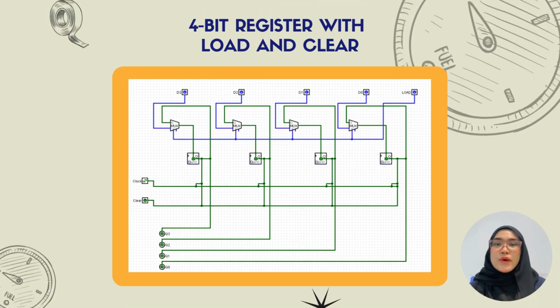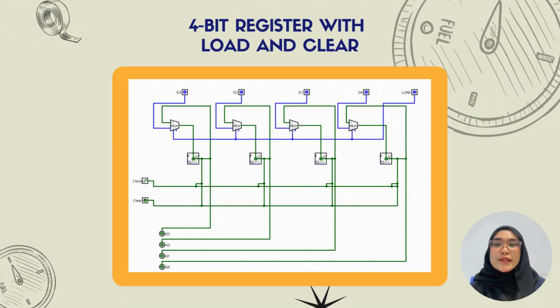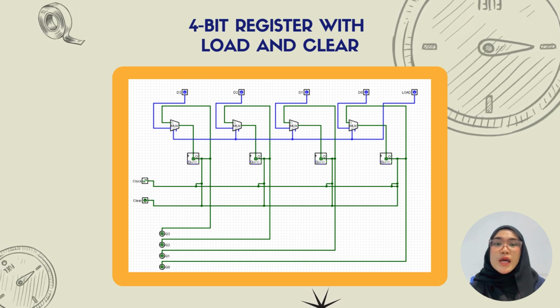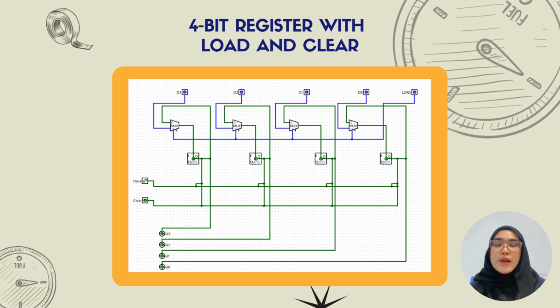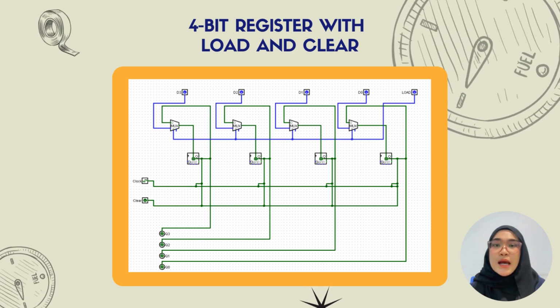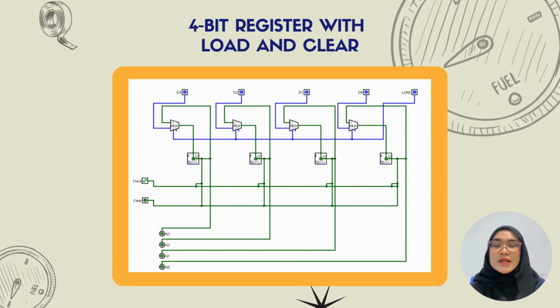This diagram shows a 4-bit register with load and clear, which is a small memory circuit that stores 4 bits of data. Each bit is stored in a flip-flop, and before each flip-flop, there is a multiplexer that decides what value will be stored on the next clock edge.